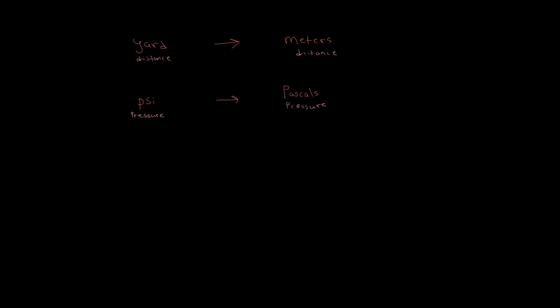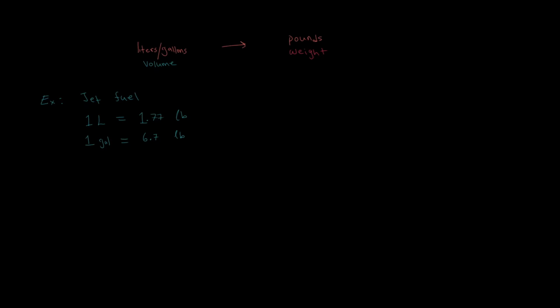So in commercial aviation, when ground crews refuel airplanes, they typically record the amount of fuel they add to the planes in either gallons or liters. These are both units of volume. However, the pilots are concerned about the aircraft's total weight. Therefore, they record the amount of fuel added in pounds, a unit of weight. What this means is that volume of fuel added to the plane has to be converted to pounds for it to be useful to the pilots. 1 liter of jet fuel is 1.77 pounds, and 1 gallon of jet fuel is 6.7 pounds.